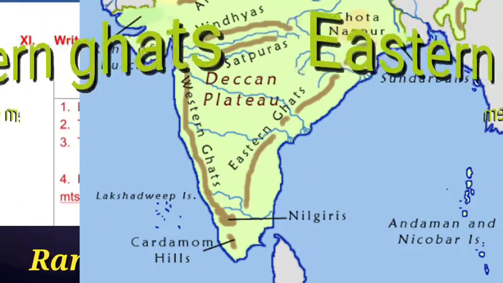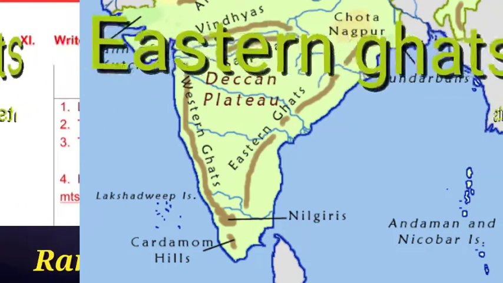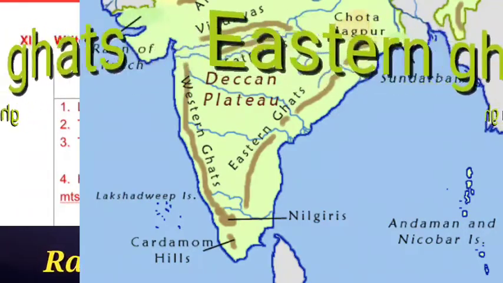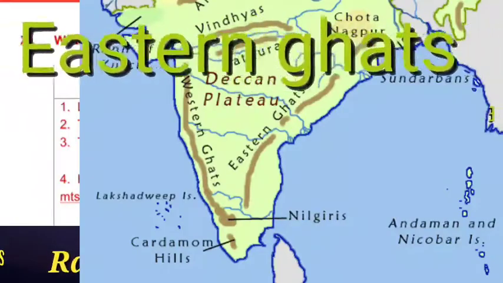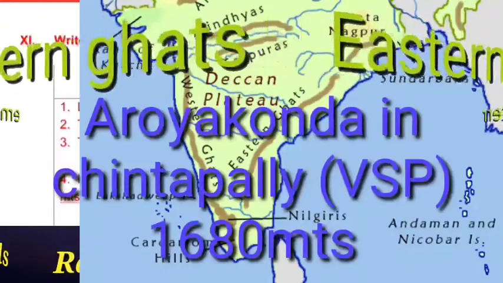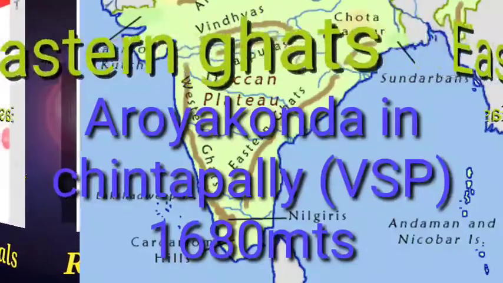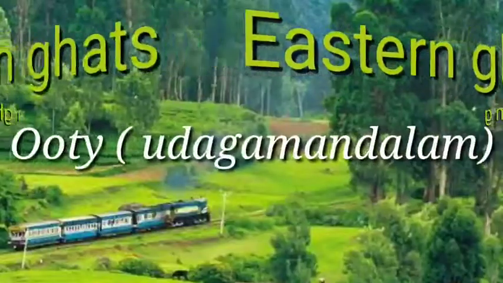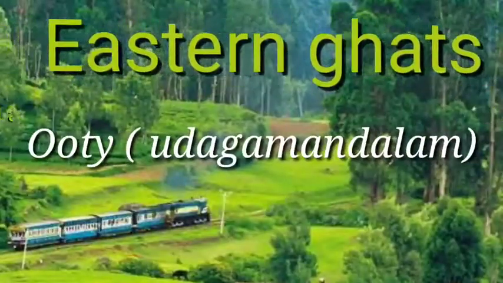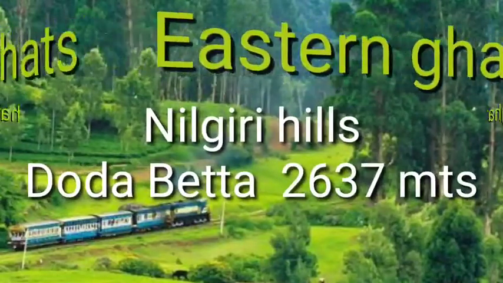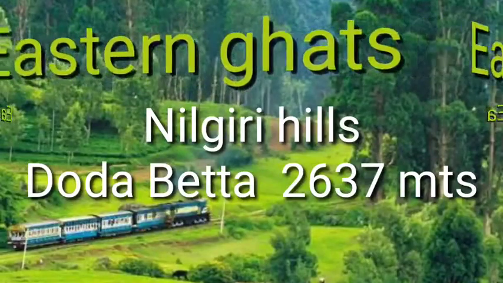The Eastern Ghats are located on the east coast. They are much wider. They are broken by small and fast flowing rivers. The famous hill station Udhagamandalam, popularly known as Ooty, is located in the Nilgiri Hills. The highest peak in the Nilgiris is Doddabetta, 2637 meters.